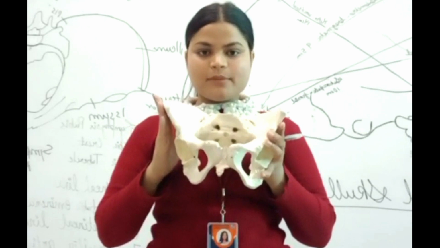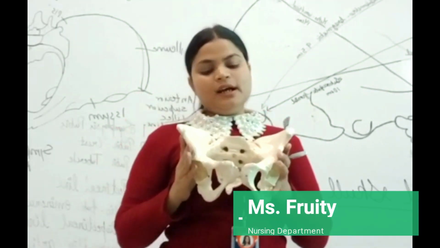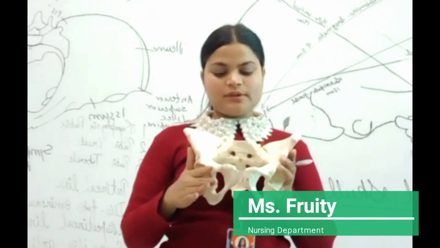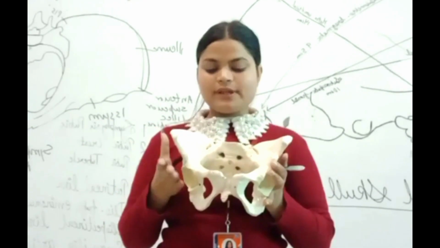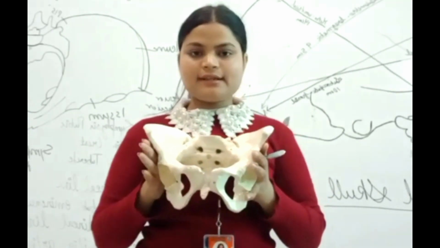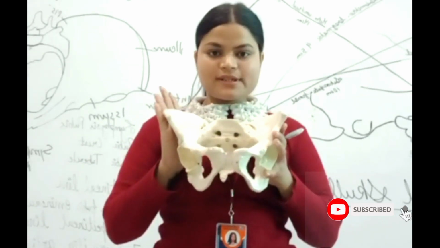Today we will discuss the female gynecoid pelvis. What is the pelvis? It is the area of the body located between the hip bones below the abdomen, and it contains the vagina in females, ovaries, fallopian tubes, and in males it contains seminal vesicles and prostate. First we will discuss its bones.